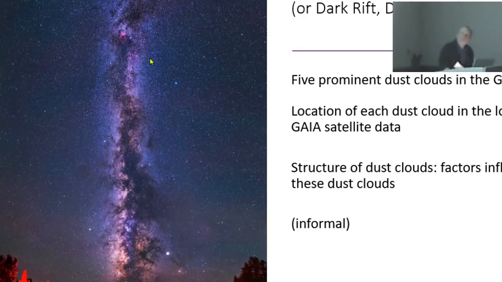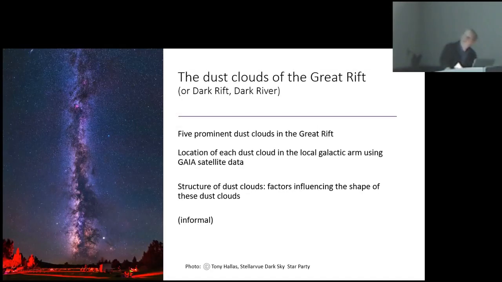And many of you are aware of the Great Rift, but for those who aren't, the bright part of the Milky Way, the plane of the Milky Way, appears to have a dark lane in it for a considerable distance. That's called the Great Rift, sometimes called the Dark Rift or the Dark River. And so that's what we're going to focus on in this talk. Those are dust clouds in the galactic plane that are blocking stars behind it. And those clouds are very close to us, as we're going to see later in the presentation.